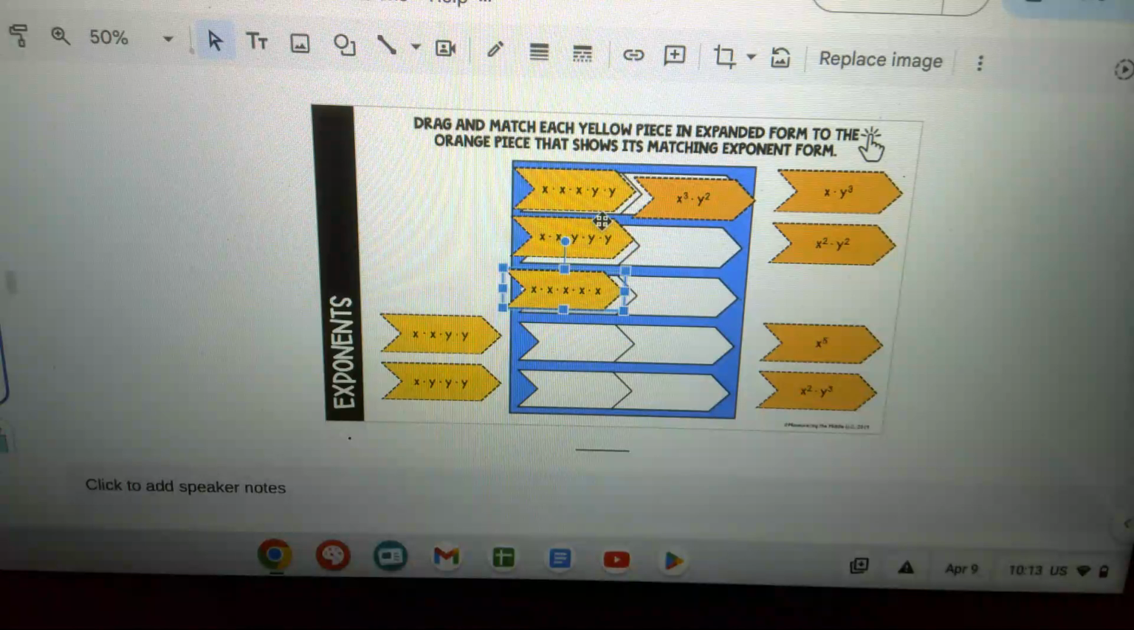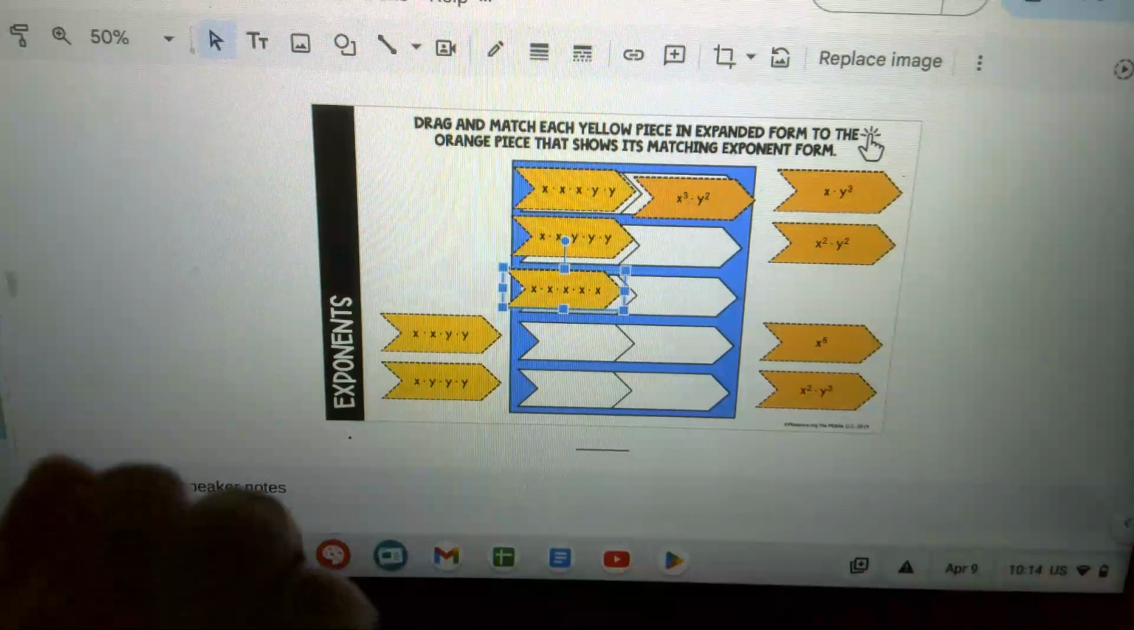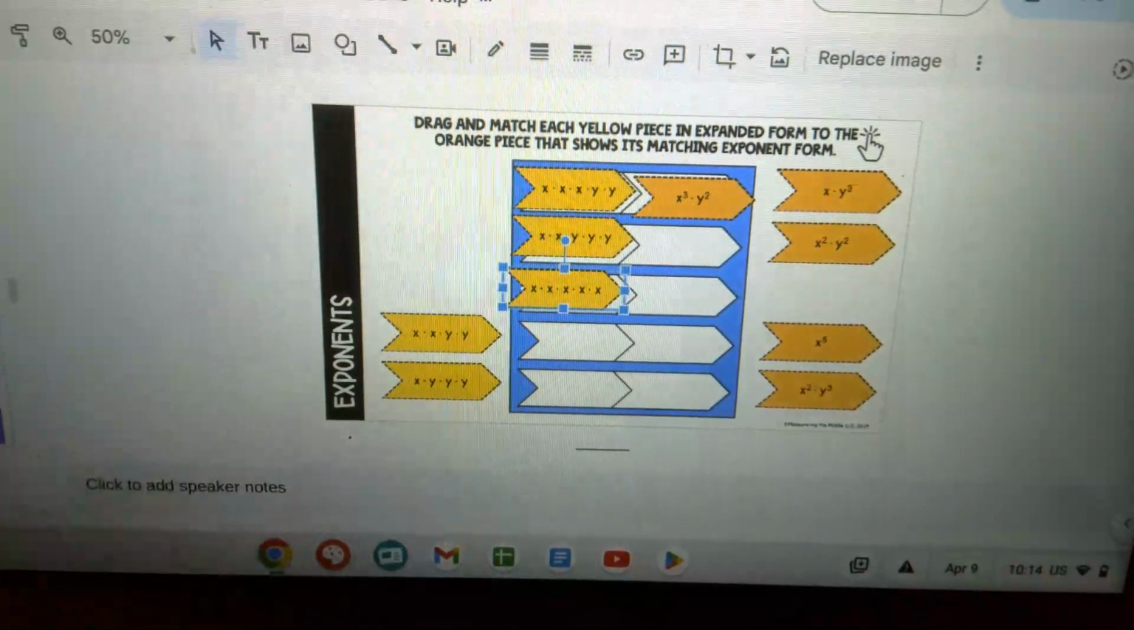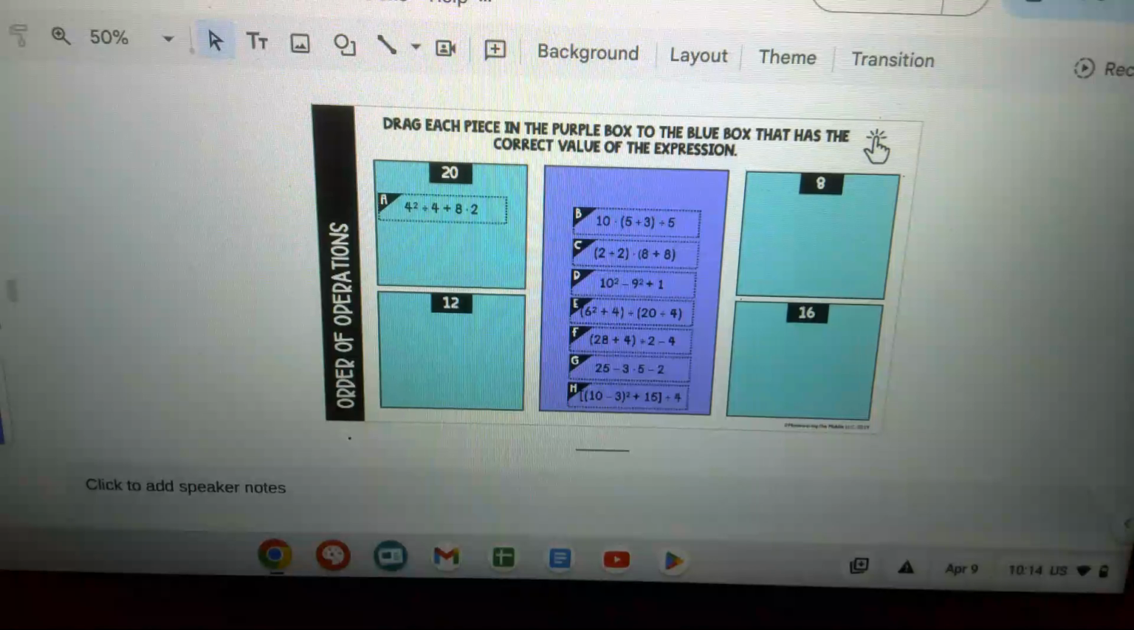So on this one, I have 3 x's. So that's x to the third power, and I have 2 y's. So do you see why I chose x to the third times y to the second? Can I have a thumbs up? You don't need to use your paper to do this slide. Okay, now we're going to look at the next slide.